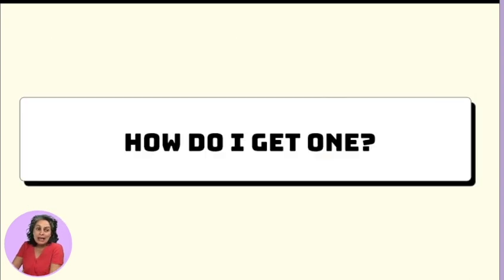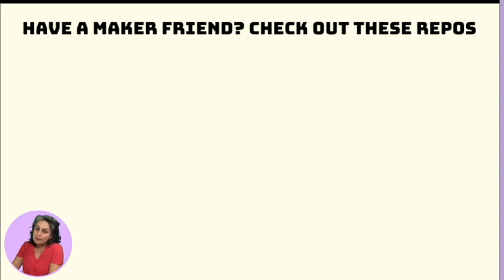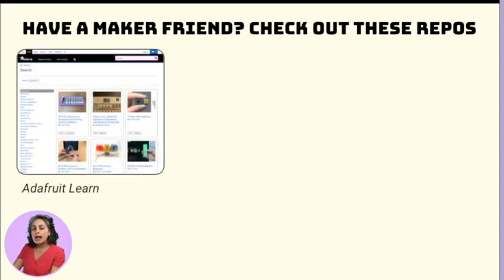So the question is, how do you get one? Well, if you have a maker friend, there are some very handy repositories out there. Adafruit Learn, the link is down at the bottom, has some wonderful tutorials with step-by-step instructions on how to build a wide range of these devices. You can filter through keywords like keyboard or gamepad to get an idea of how to do it. And after you take a look at some, you'll notice that there is a pattern to how these are made.